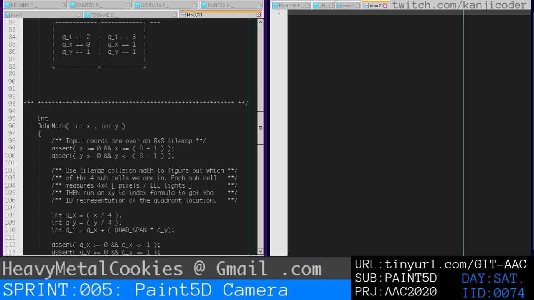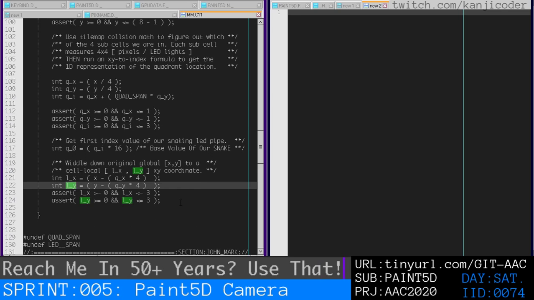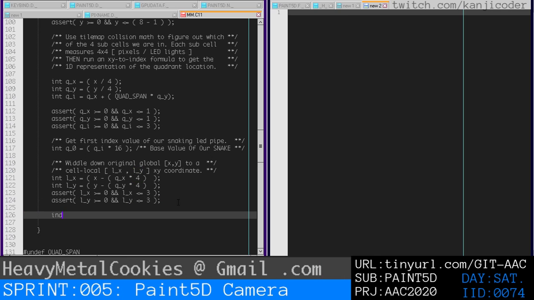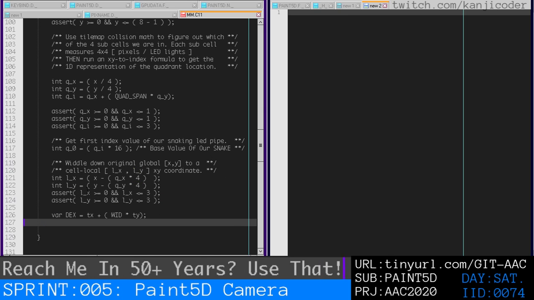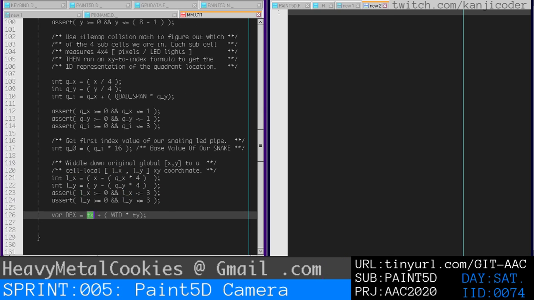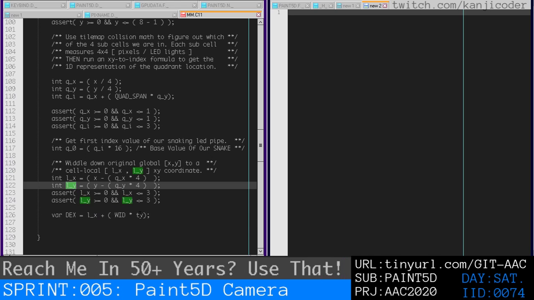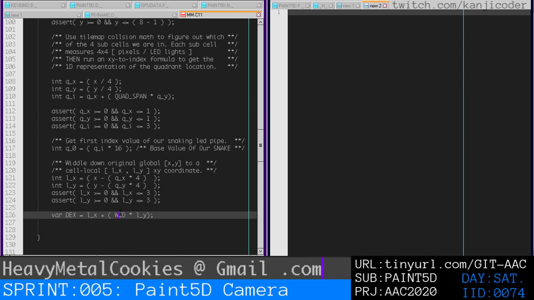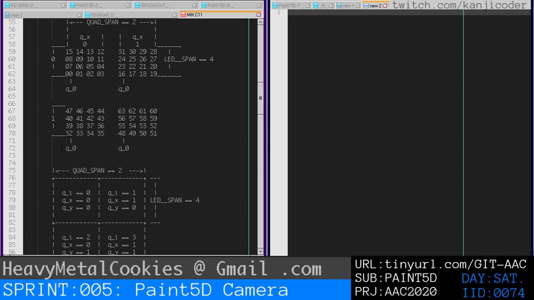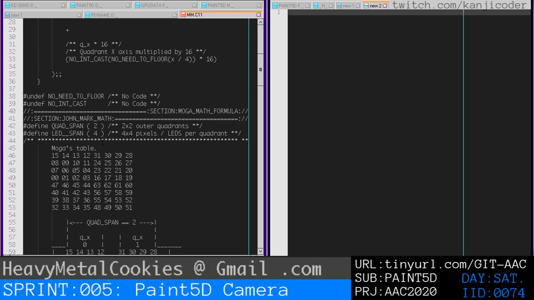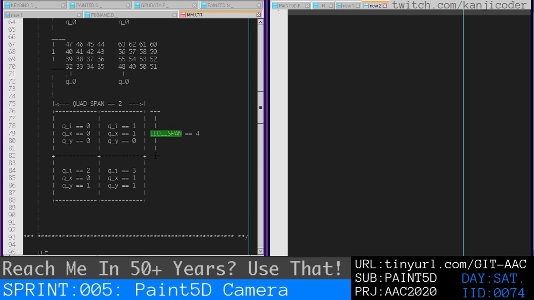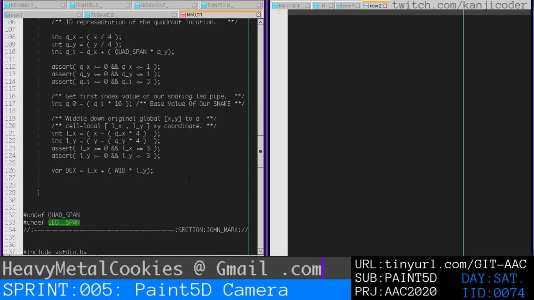Okay, so once we have this, we want to do xy to index. And we're going to take lx here, we're going to take ly here, and the width here is 4x4, and it's the LED span. So did we do LED span anywhere in here yet? No, we didn't do LED span. So LED span and li.